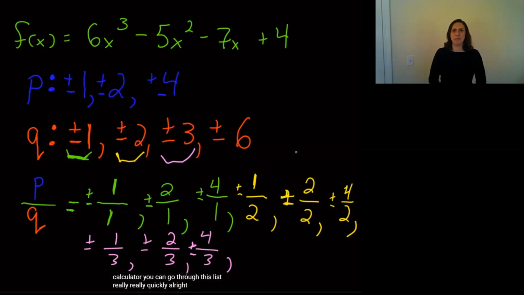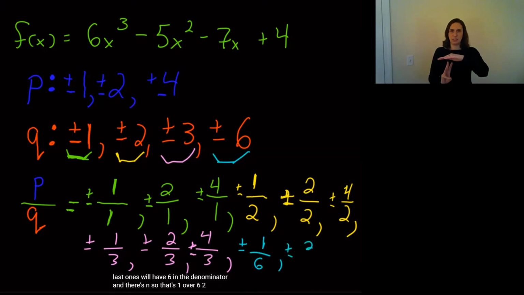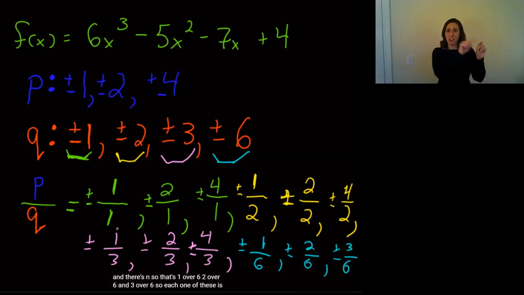All right, and my last ones will have 6 in the denominator, and so that's 1 over 6, 2 over 6, and 3 over 6. So each one of these is a denominator with each one of those over top of each of them. So you see the 1, 2, 4 repeated for each denominator, and the 1, 2, 3, 6 on the bottom. And they all get a plus or minus.